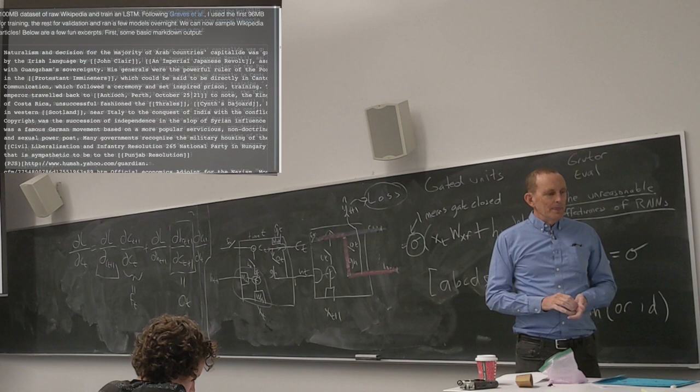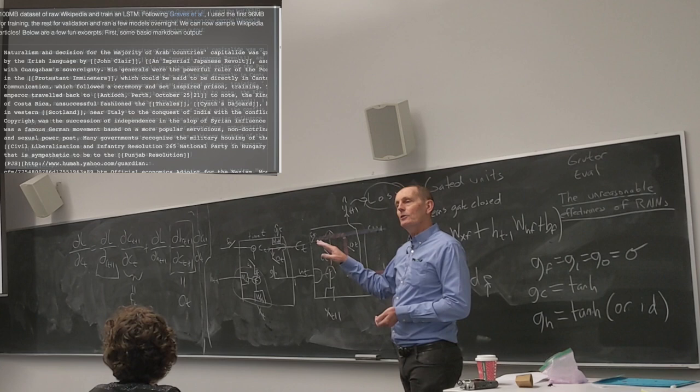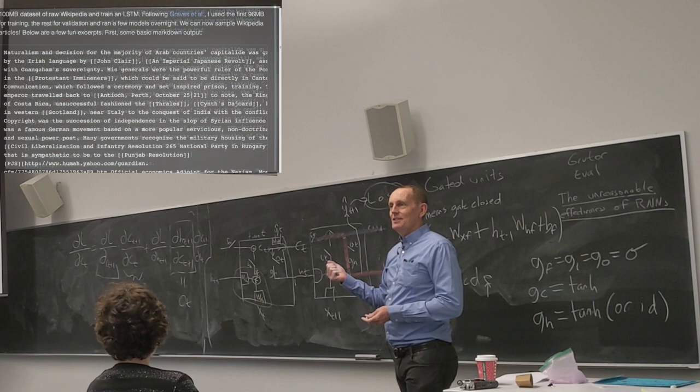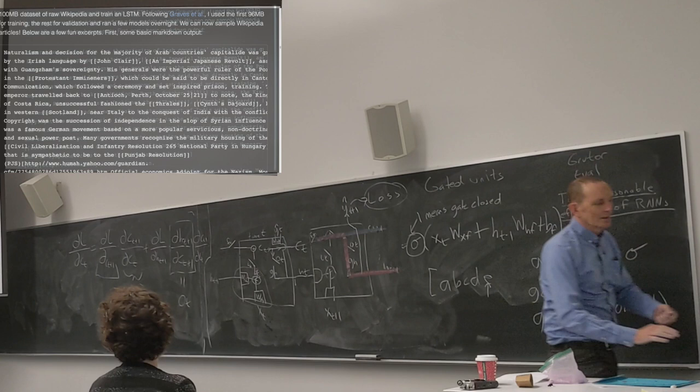There is a simplified gated unit called a GRU, a gated recurrent unit. I'll show that to you in a moment. What I want to show you now, though, is some states that an LSTM has learned. In particular, let's look at this Wikipedia example. So it was trained on a lot of Wikipedia text.